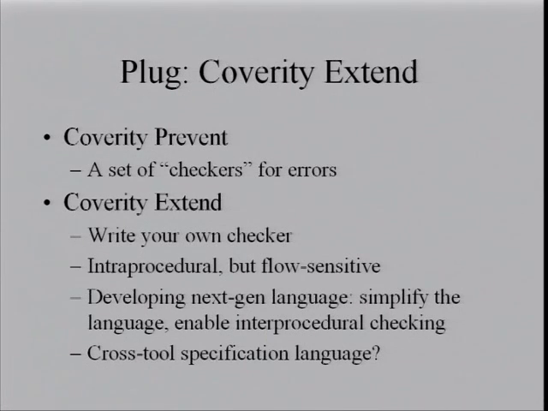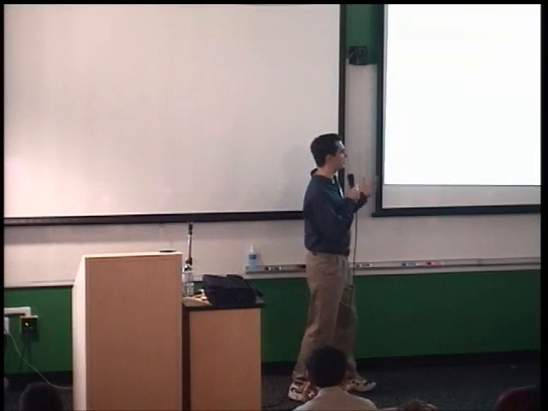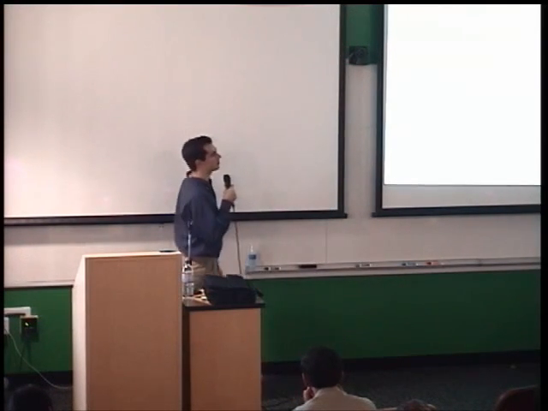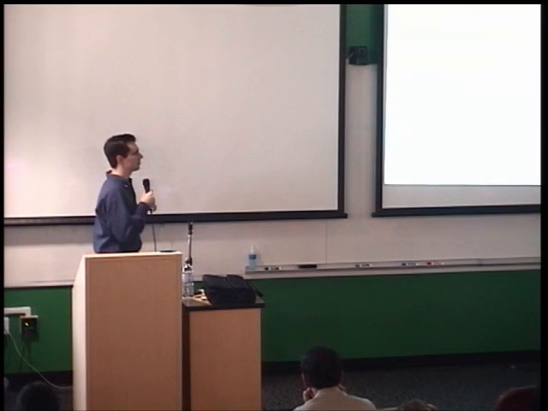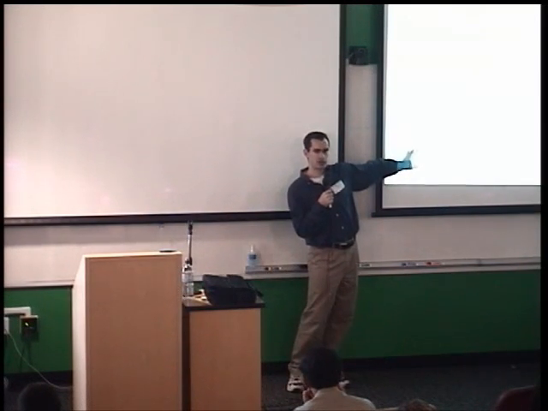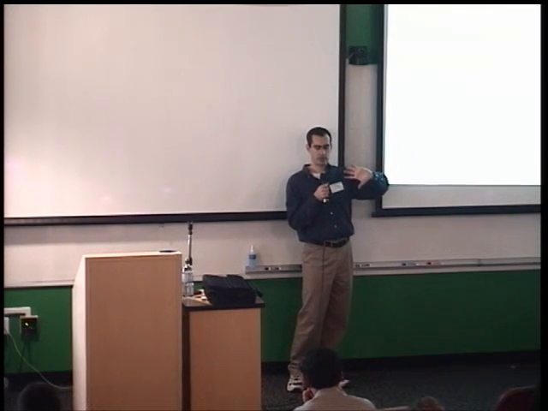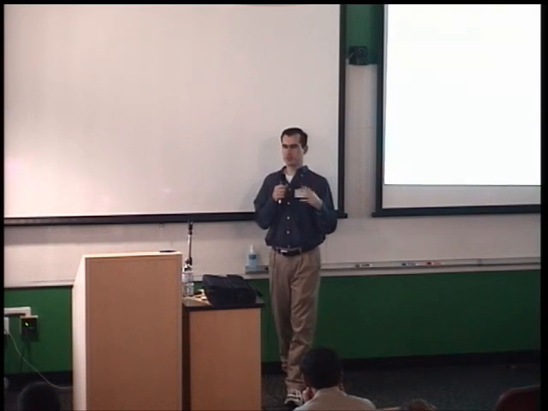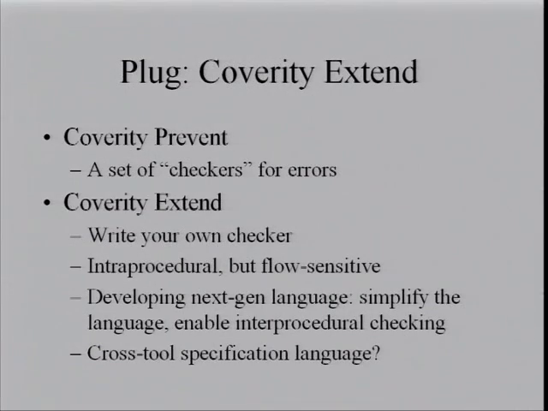And we're actually developing a next generation version of this that may be based on the Elsa front end, which will allow interprocedural checking and simplify the language somewhat, with the goal being that we could write specifications for bugs that would be independent of the tool used to analyze them. The goal is to be able to say, here's what it means to have a tainting bug, and then any tool could conceivably use this specification, and it's just a question of how fast and how thoroughly the tool can execute that spec.